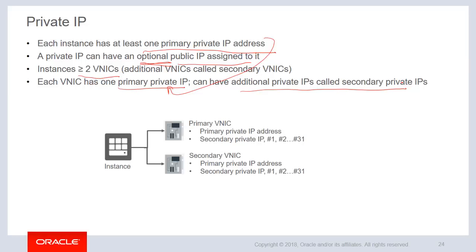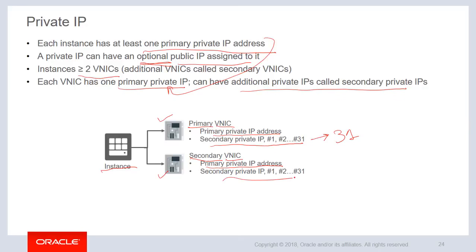So a graphic, a visual here helps. You have an instance. In this case, you have two virtual network interface cards. The first one is called primary. The second one is called secondary. The primary has a primary private IP address, and the secondary also has a primary private IP address. Every virtual network interface card has a primary private IP address. Now they can also have secondary private IPs, and they can have an additional 31 or 32 secondary private IP addresses, as you can see here.